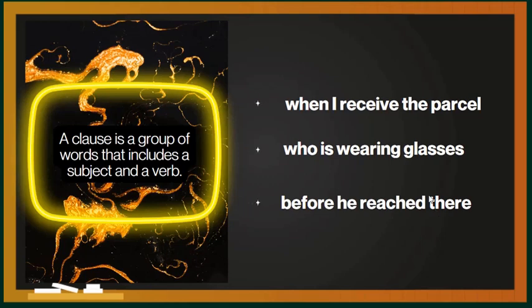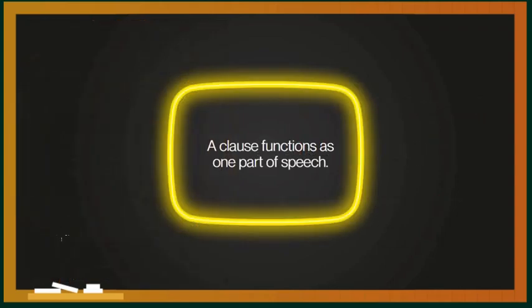Now, you might be thinking that any of these clauses are not giving a complete sense. So we shall talk about this later. First of all, we are only concerned about this definition that a clause is a group of words that includes a subject and a verb. So according to the definition, these are clauses. Now we are not concerned whether they are complete sentences or not, right? So let's move on to the second part of the definition now.